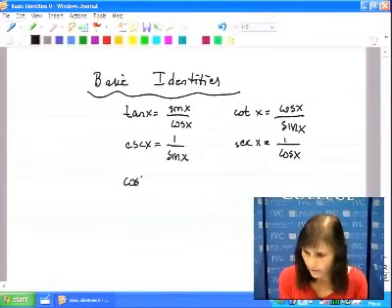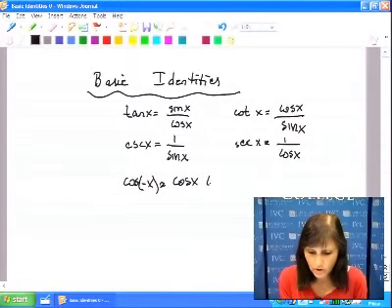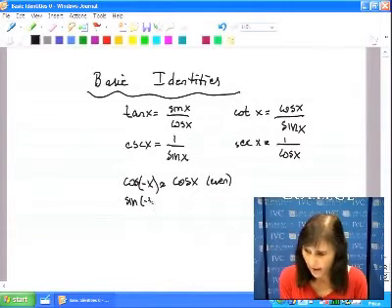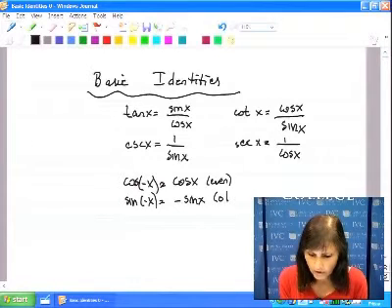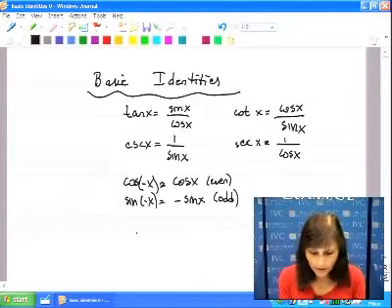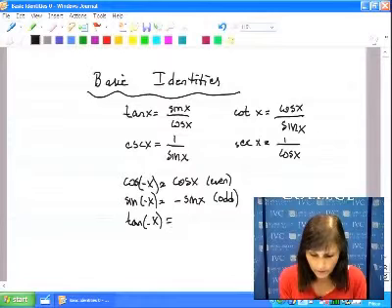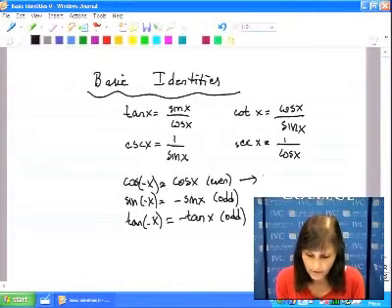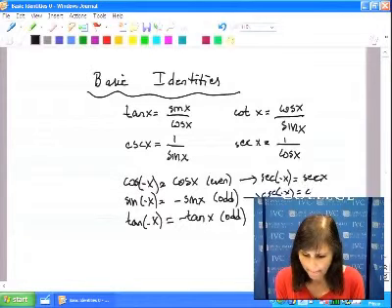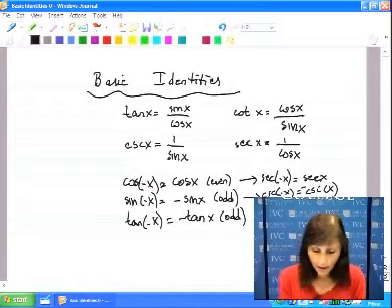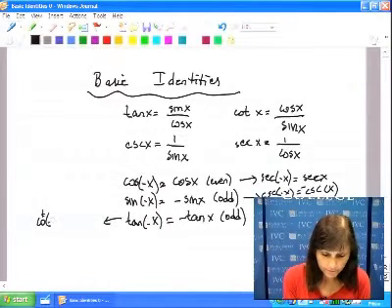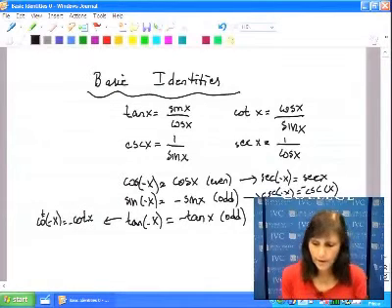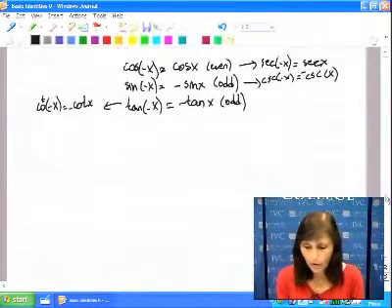I know that cosine of negative x is cosine x, and it's an even function. I know that sine of negative x is negative sine x. That's an odd function. And when you put the even and odd together, you're going to end up with an odd function. And this also goes with secant. This also goes for cosecant. And this also goes for cotangent. These are the basic ones. Now, let's look at the next one.